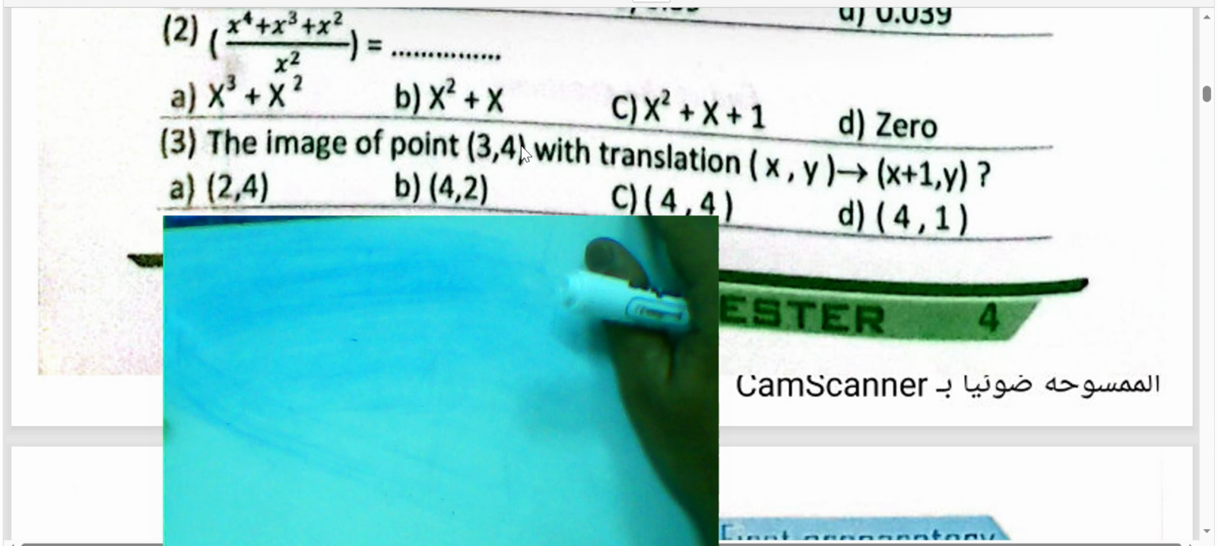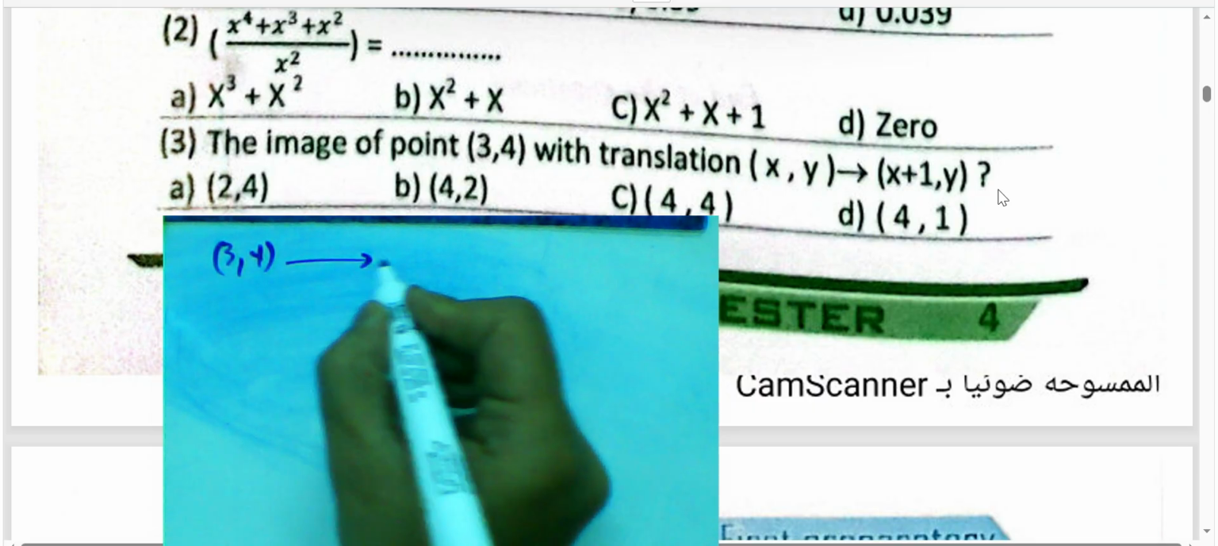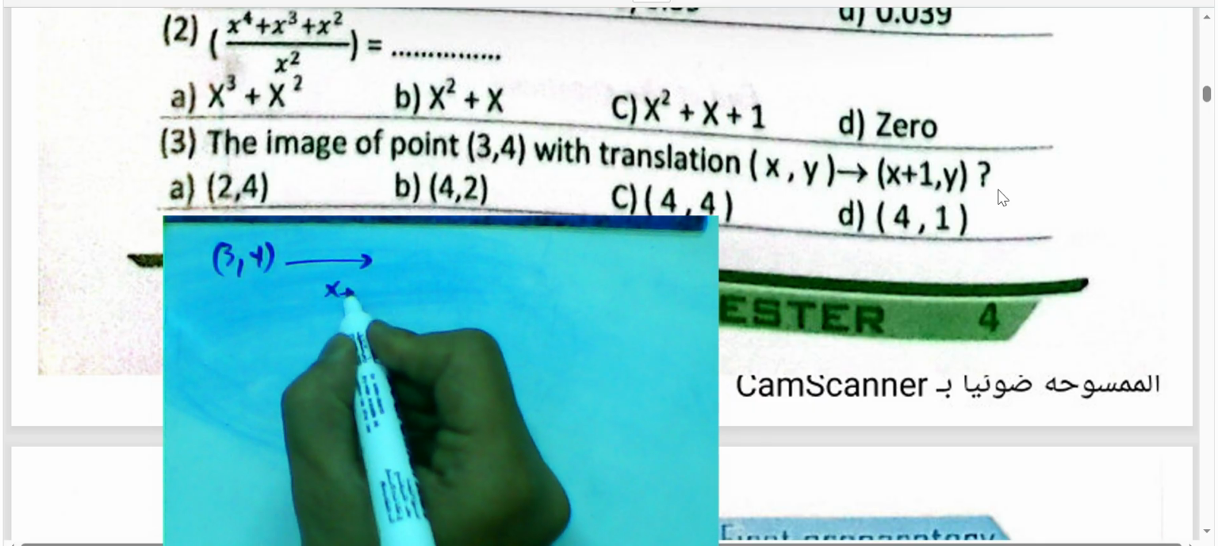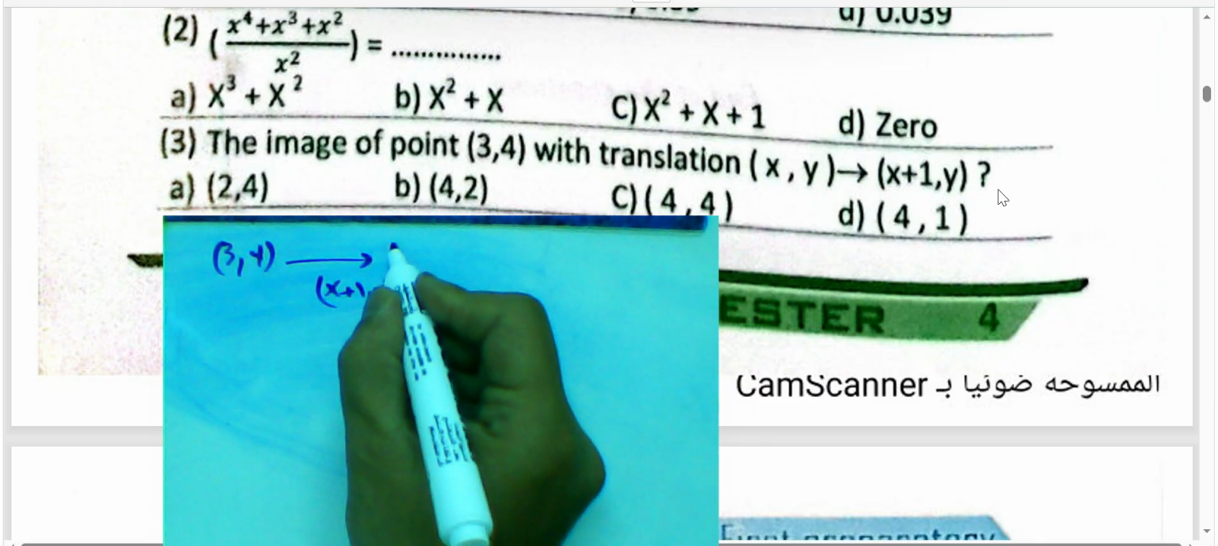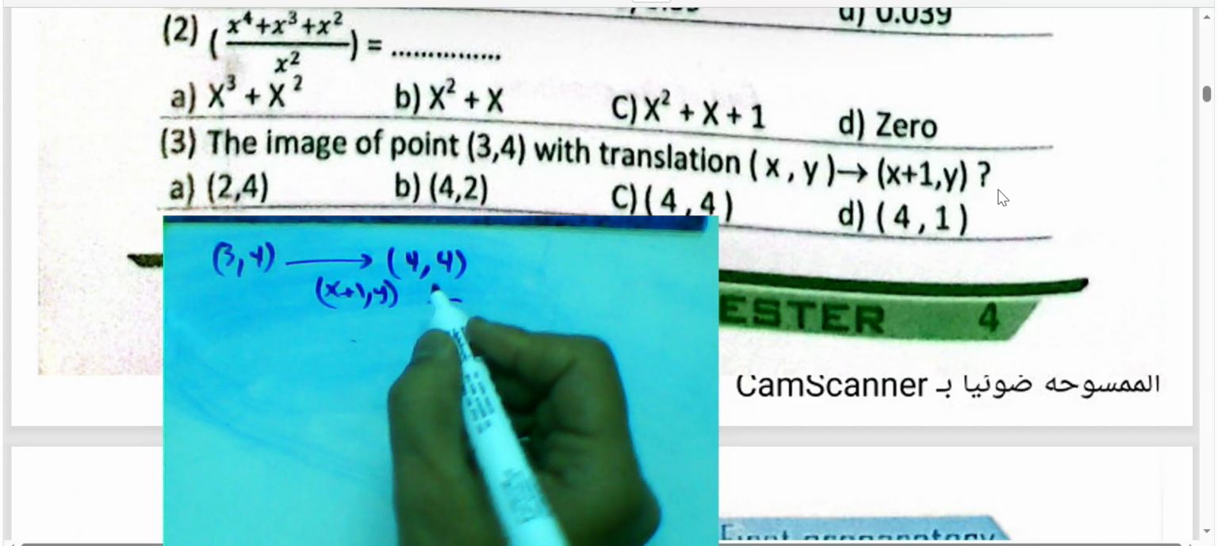The image of the point with translation x plus 1, y. We have 3 and 4 with translation x plus 1 and y. 3 plus 1 is 4, and write 4 here. The result will be 4 and 4. Choose letter C.